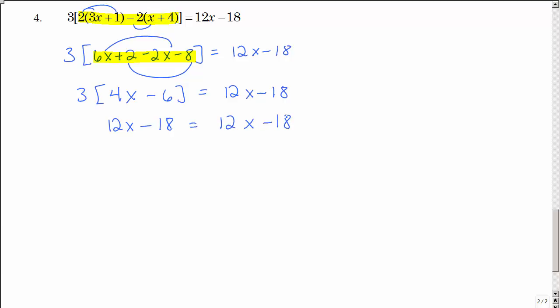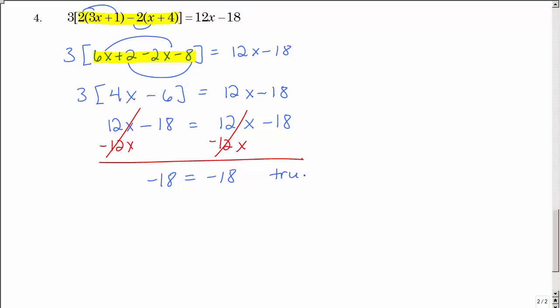And at this point, you could say, hey, those are the same on both sides. That's a true statement. I know what the answer is. But just in case you didn't, you could keep going and say, well, I'm going to move my x's. And then you could say, oops, those all canceled out. And when your variables disappear, you want to say, do you have a true statement or a false statement? This is true. Don't stop there. That's not the answer. The answer is all real numbers. Again, meaning you can choose anything for x and make that equation be true.